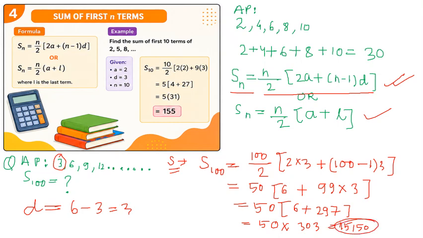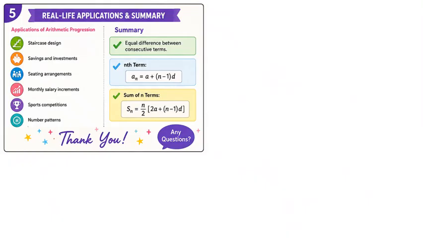You can even see another example, which is the sum of 10 terms, here. Okay, now we have come to the end of this chapter. Here we have already discussed the equal difference between consecutive terms, which is called the common difference, the nth term of the AP, and the sum of n terms, right? We will be getting lots of questions regarding the same.